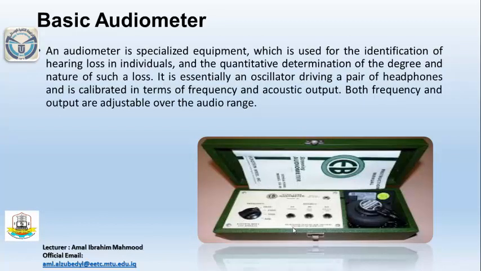Basic audiometer. The audiometer is a specialized equipment. This is the audiometer. It is specialized equipment which is used for identification of hearing loss in individuals and the quantitative determination of the degree and nature of such a loss. It is essentially an oscillator driving a pair of headphones. This is the headphone and audiometer, calibrated in terms of frequency and acoustic output. Both frequency and output are adjustable over the audio range.